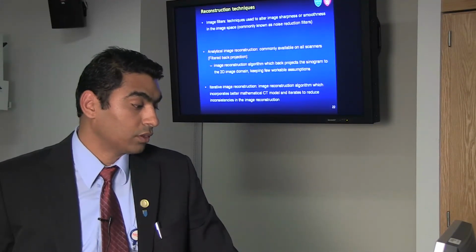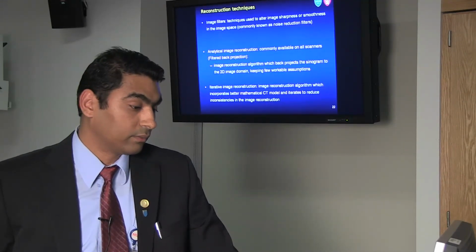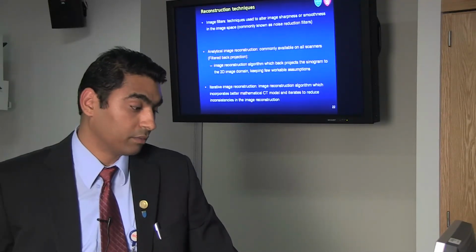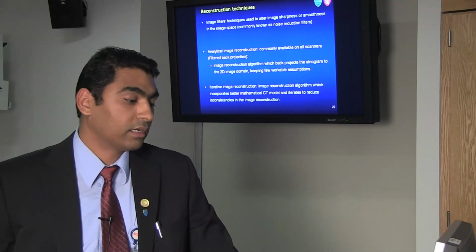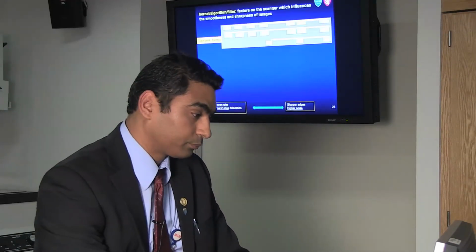Then we have the newer iterative image reconstruction techniques. So what are these techniques? This is an image reconstruction algorithm which incorporates a better mathematical CT model, and it iterates in a few loops to reduce the inconsistencies in the image reconstruction.